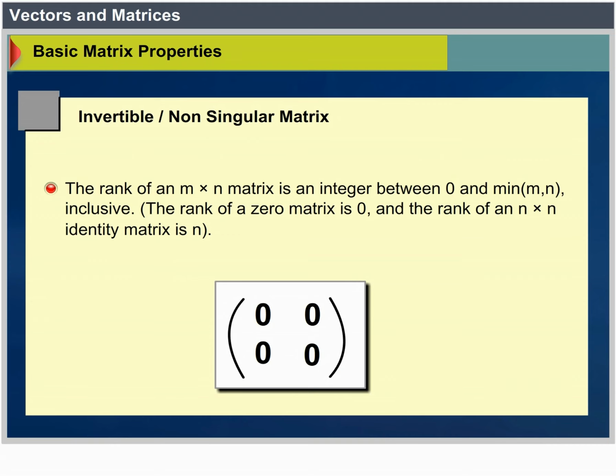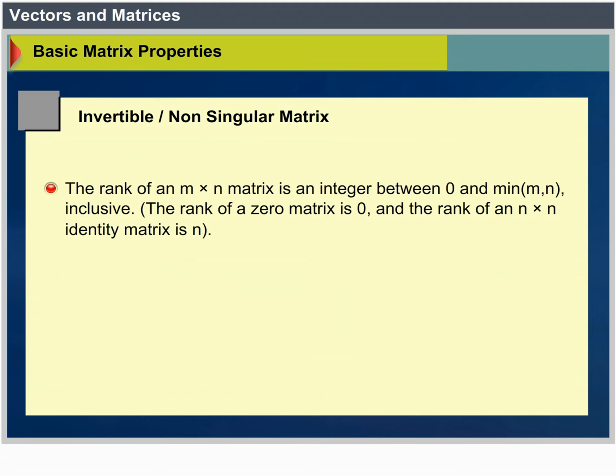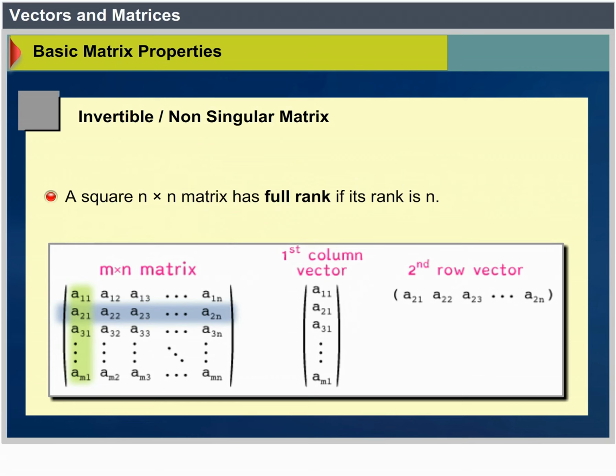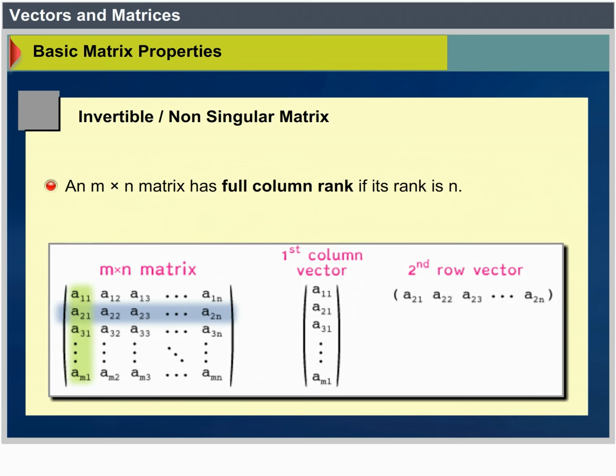An alternate but equivalent and often more useful definition is that the rank of a non-zero m by n matrix A is the smallest number R such that there exist matrices B and C of respective sizes m by R and R by n such that A = BC. A square n by n matrix has full rank if its rank is n. An m by n matrix has full column rank if its rank is n.